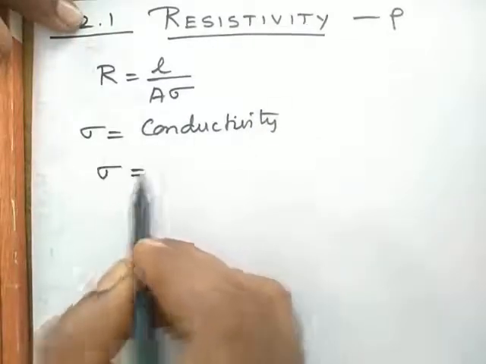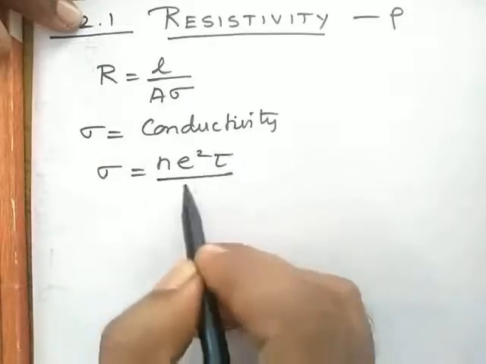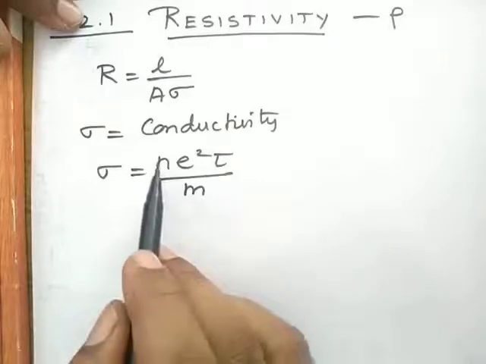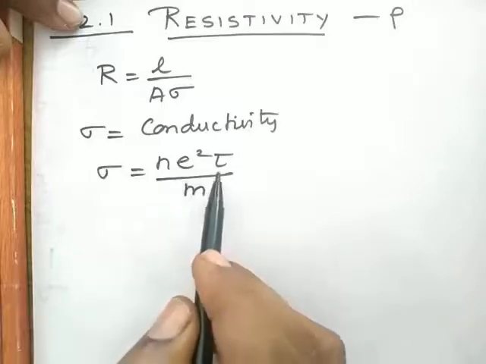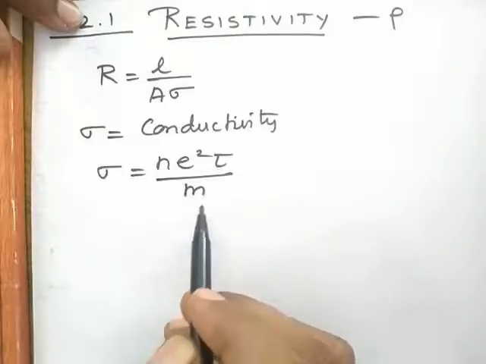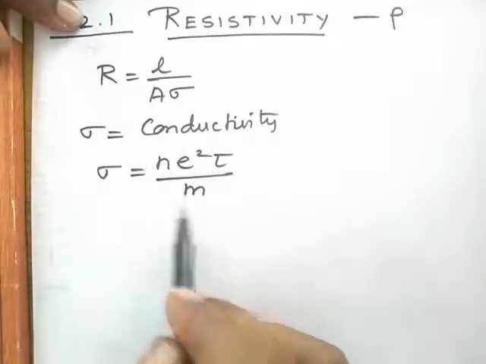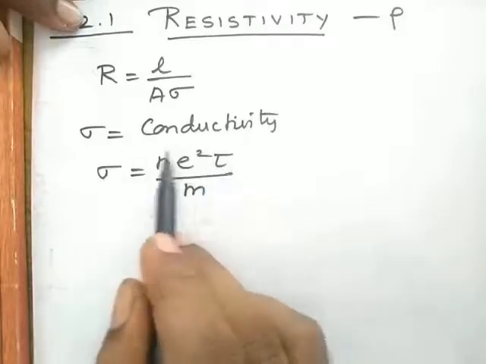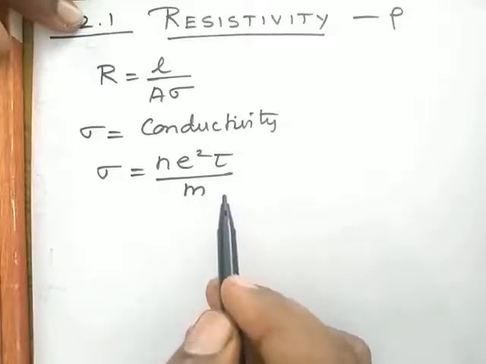Conductivity can be expressed as sigma is equal to n e square tau by m. In this expression, n is the number of electrons present per unit volume of the conductor, e is the charge of the electron, tau is the mean free time, and m is the mass of the electron. It is constant for a particular material. In this equation there is no dimension. For example, there is no length, there is no area, there is no volume.